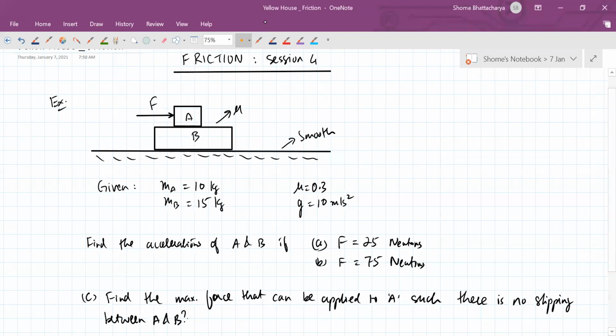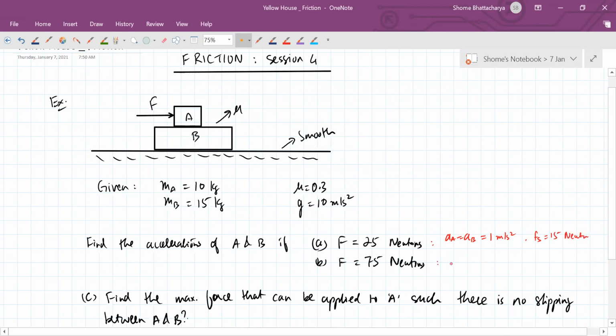Okay, so I'm just putting up the answers first, then we'll go through the discussion of this. In this part, you will get the acceleration of A equal to the acceleration of B. They will have a common acceleration of 1 meter per second square. And a static friction of 15 newtons will act between them.